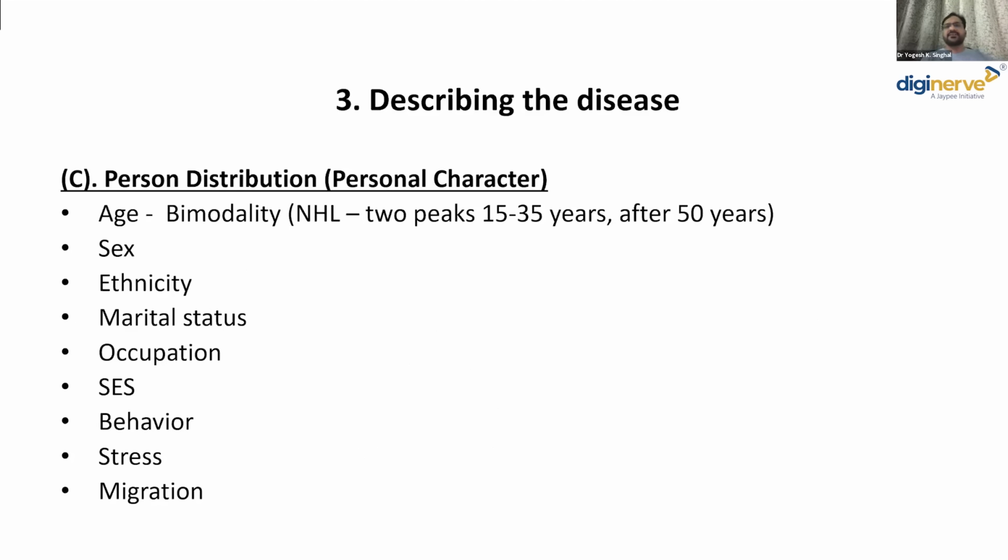Now we will describe the disease according to age. There is a bimodality. What is bimodality? Non-Hodgkin's lymphoma has two peaks. One peak is when the age of the person is between 15 and 35. Either we will see cases of non-Hodgkin's lymphoma in the population aged 15 to 35, or we will see cases after 50. It is usually seen so. Then person distribution of disease can be described according to sex, ethnicity, marital status, occupation, socioeconomic status, behavior, stress, and migration. These are the person distribution.